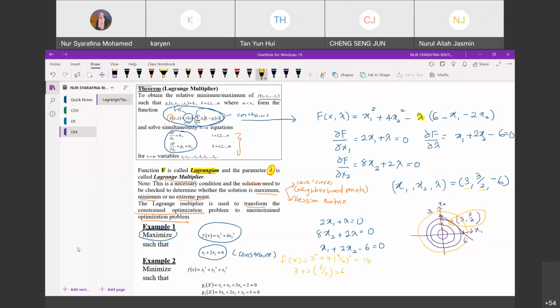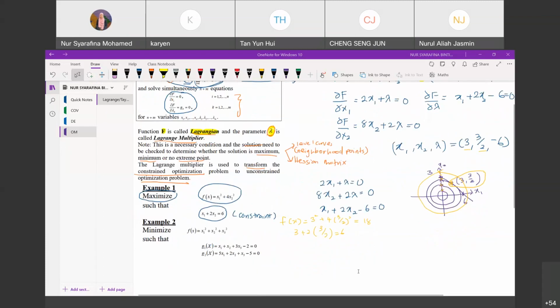So the function here is 18, and we don't know if this 18 is maximum enough to fulfill the constraint. That's why we can identify this from the level curve. Okay, if you use the Hessian matrix, you can check the definiteness of the Hessian matrix of the function itself.